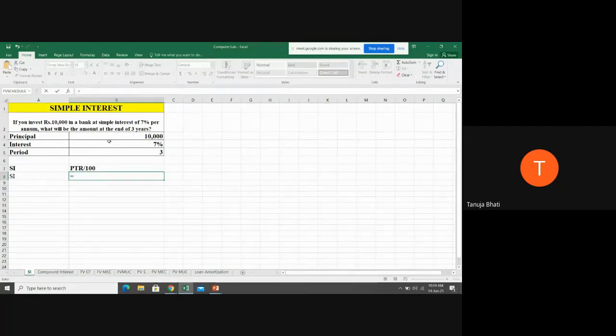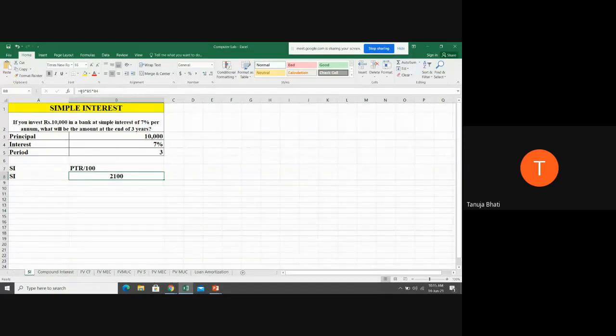Now what is P here? You can directly select that particular cell, that is 10,000 rupees. You can directly select that cell, into T, T is 3, into interest, which is 7%. Directly select that cell, students. No need to do anything further. Just press enter. When you press enter, you get your interest as 2,100. So this is a very simple way in which you can calculate the amount of simple interest by using the formula in Excel.